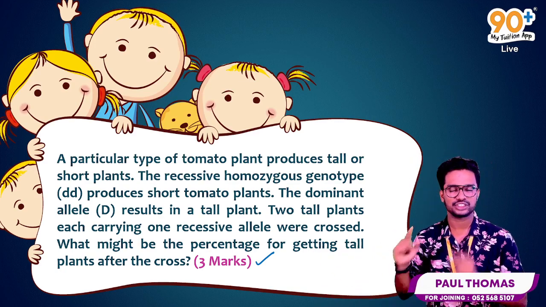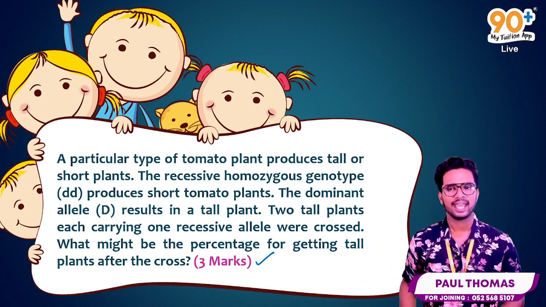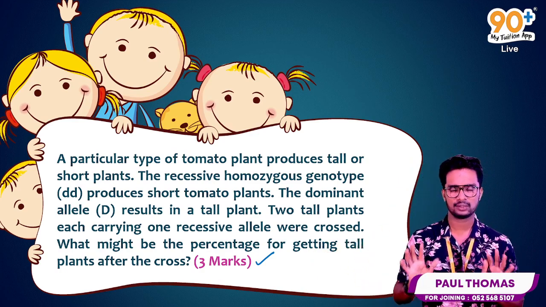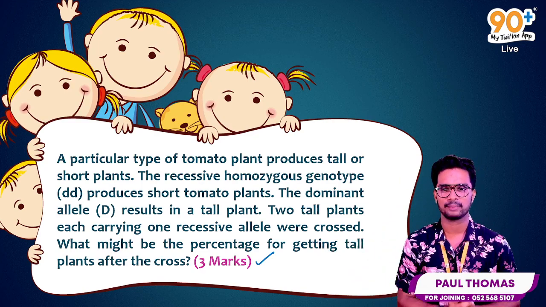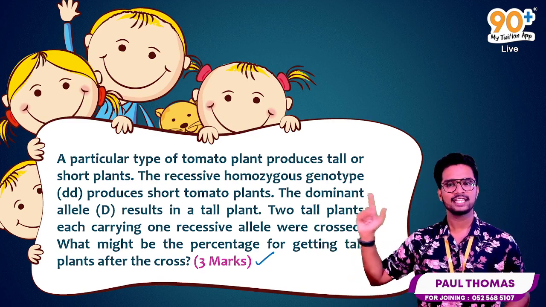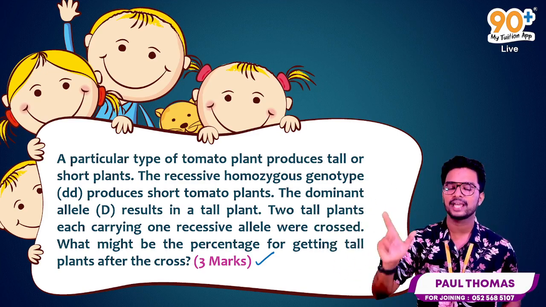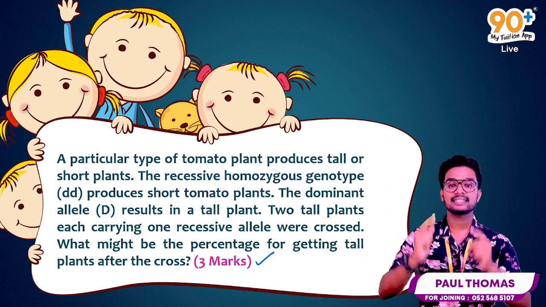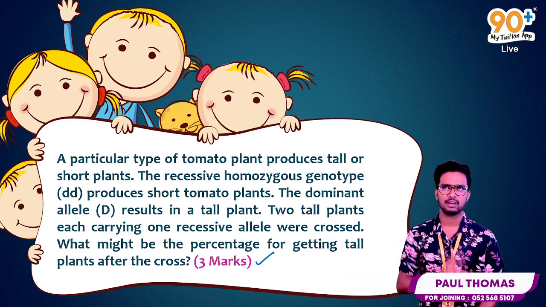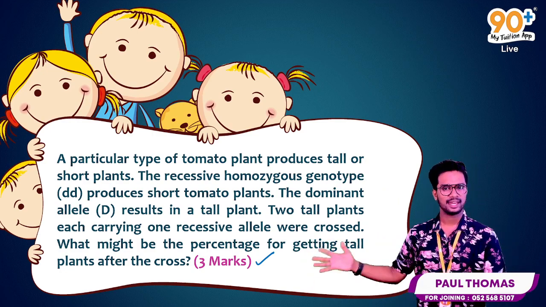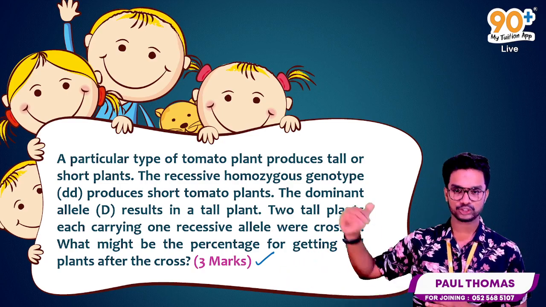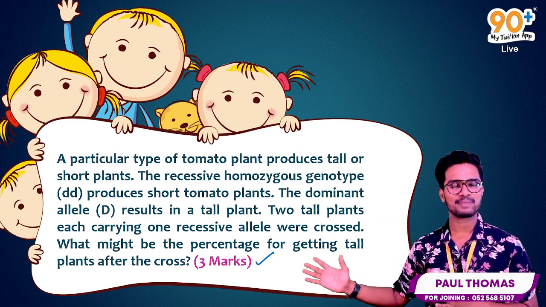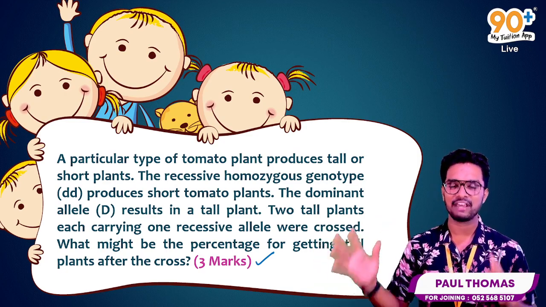The question here is, read it very carefully. A particular type of tomato plant produces tall or short plants. The recessive homozygous genotype small d produces a short tomato plant. The dominant allele, capital D, results in a tall plant. We got 2 or 3 pieces of information from this question. The next part of the question is, 2 tall plants each carrying 1 recessive allele were crossed. What might be the percentage of tall plants after the cross?